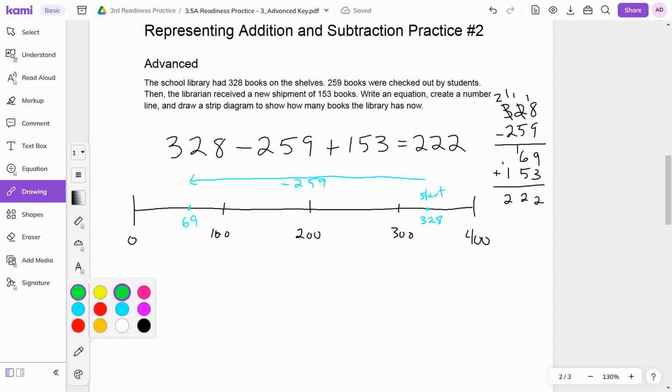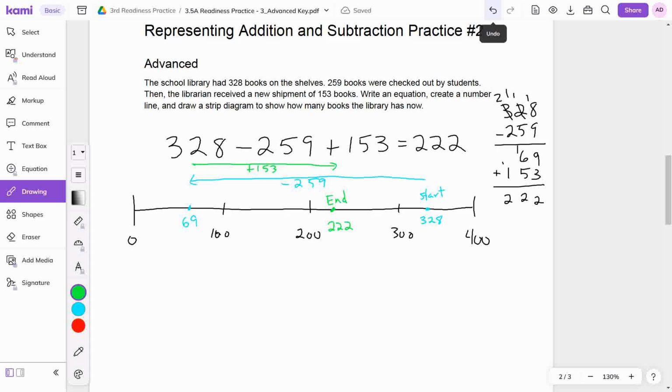And then I add 153. So I'm going to start here and then move it back. And that's going to get me to right about, maybe not that far. Let's go a little bit closer to 200. There we go. 222. And that's going to be my end or my finish. So that's a number line that shows, because I added that 153 right there, how we added and subtracted.